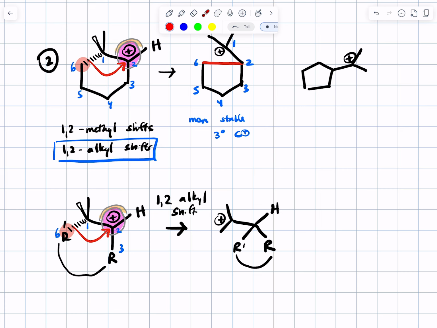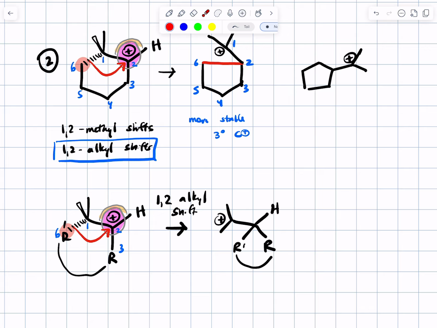Isn't that hard to do with the constraints of the ring? Is it hard to do with the constraints of the ring? If you built a model, it's possible.